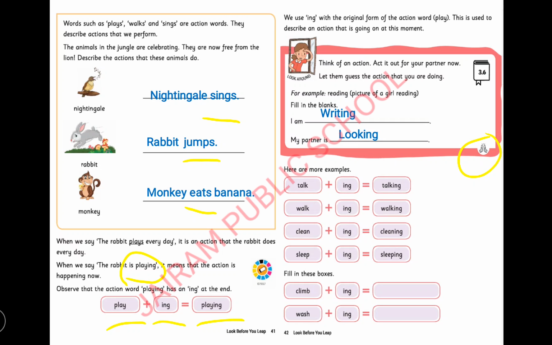Okay. Here are more examples. They have given more examples here. Let us read the examples one by one. Then we should complete the empty boxes. We should fill the empty box. Talk plus ing.